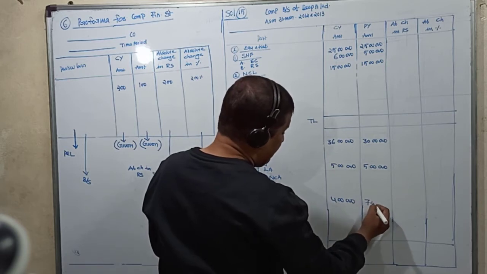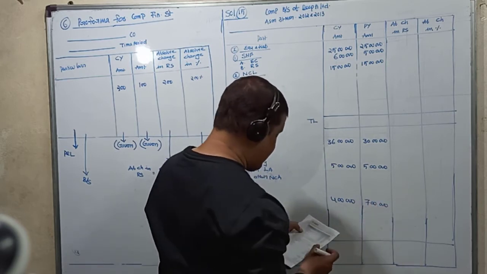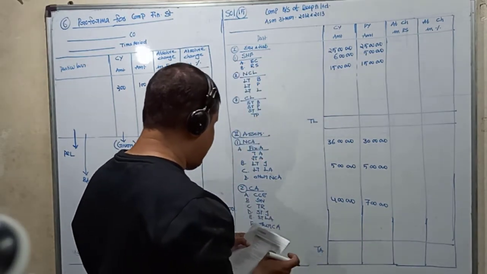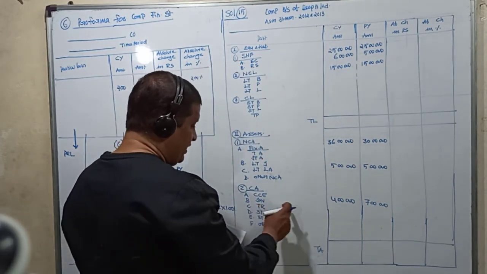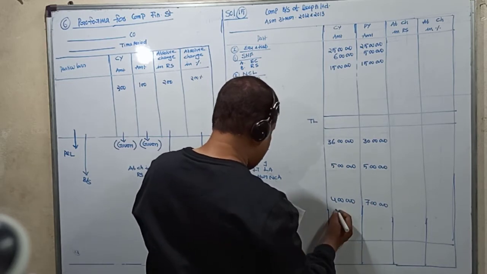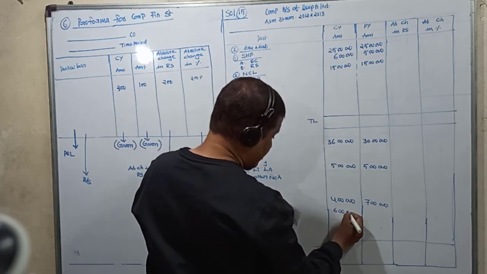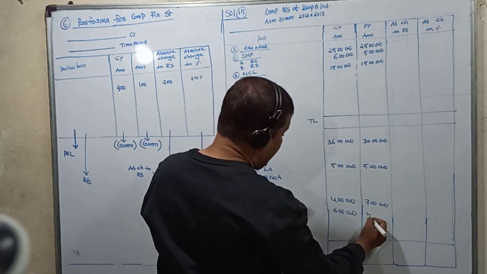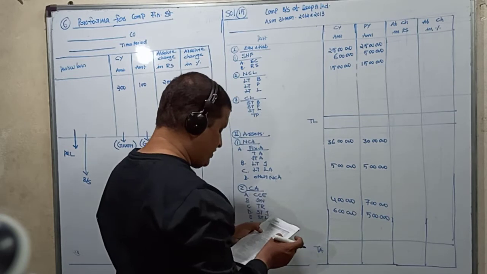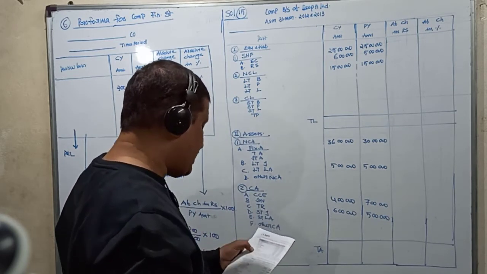And the previous year inventory is how much? The previous year inventory is 7 lakhs. Next you have trade receivables. So here we have trade receivables. What is the current year trade receivables? It is 6 lakhs. What is your previous year trade receivables? It is 5 lakhs. Next we have cash and cash equivalent.